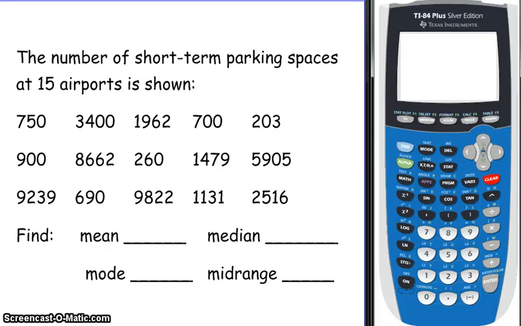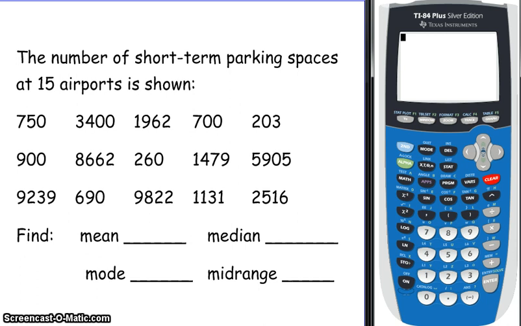With this video, our objective is to enter data into the calculator and then find the measures of center. So to begin with, we've got a problem, and this comes from your textbook on page 118, problem number 2. And it deals with the number of short-term parking spaces at 15 airports. So we're given this information and we're asked to find the mean, median, mode, and mid-range.